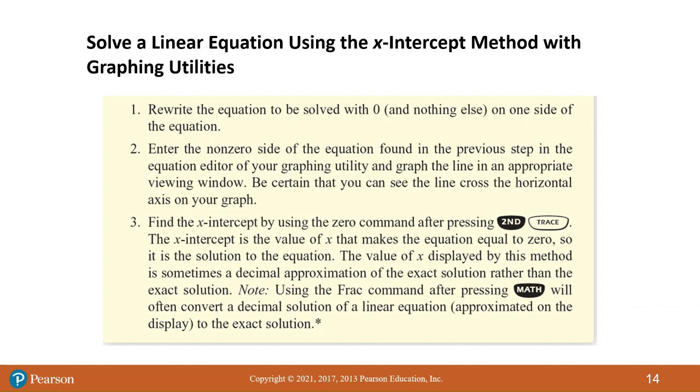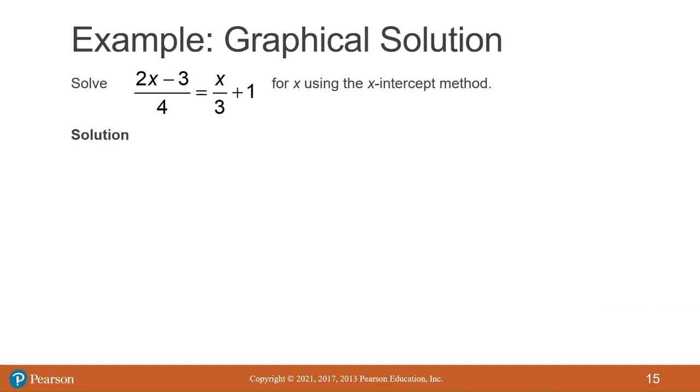Find the x-intercept by using the 0 command by pressing second trace. The x-intercept is the value of x that makes the equation equal to 0. So it is the solution to the equation. The value of x displayed by this method is sometimes a decimal approximation of the exact solution rather than the exact solution. Note, using the frac command after pressing math will often convert a decimal solution of a linear equation approximated on display to an exact solution.